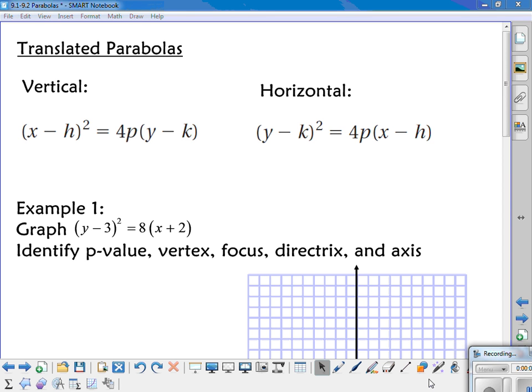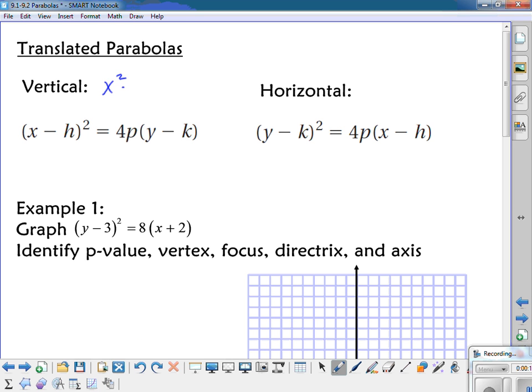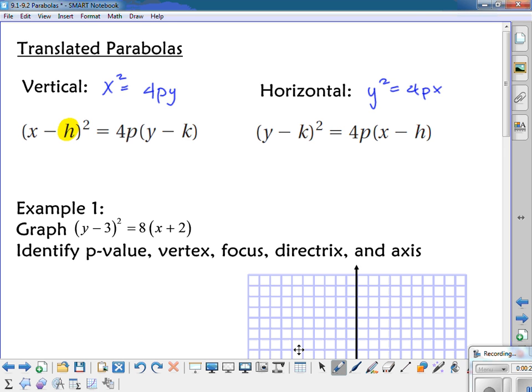All right, so today we're going to continue on with what we started yesterday. Yesterday we just did parabolas in the standard form with the vertex at 0, 0. So when the vertex was at 0, 0, our vertical one was x squared equals 4py. When it was horizontal, it was y squared equals 4px. So now we're going to translate it, and the amount we're translating it in the x direction is going to be h, and in the y direction is going to be k.